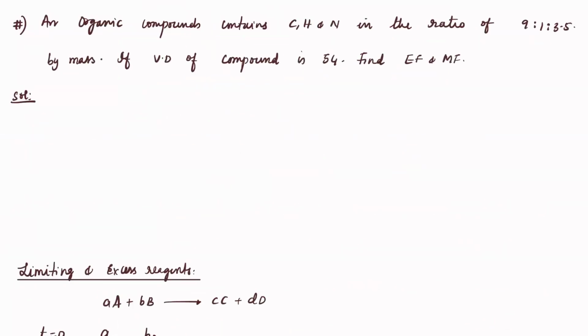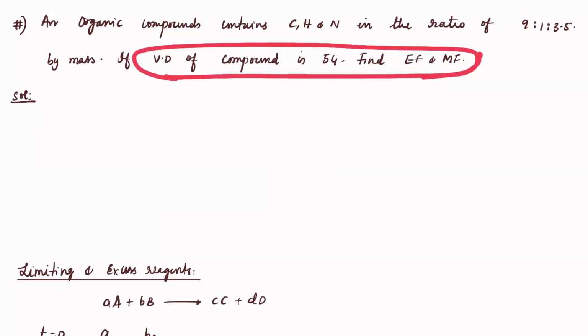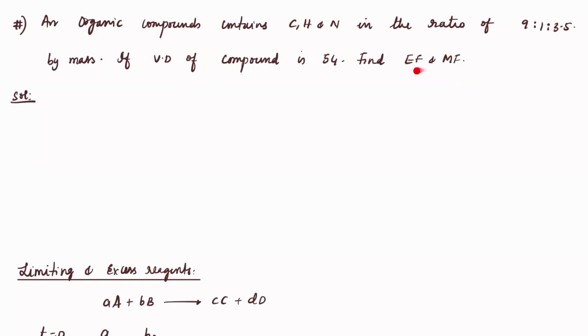Try this one also in a similar way. Carbon, hydrogen, nitrogen are given in this ratio, sorry, mass ratio. This is the mass ratio. We need to calculate the empirical formula and molecular formula, given the vapor density. What will be the formula of that compound? Try it out.